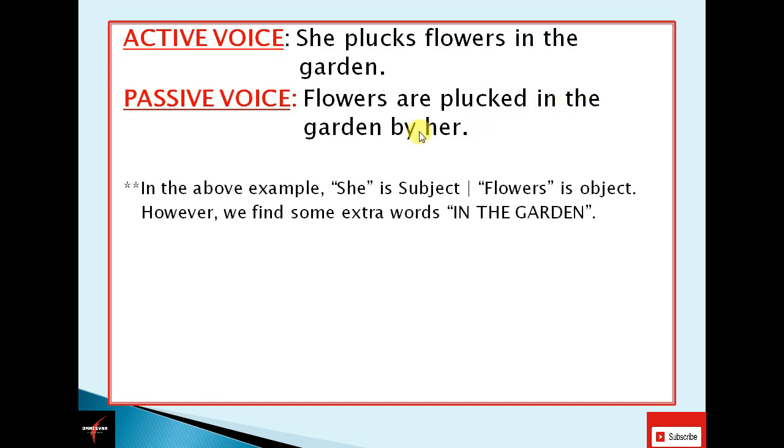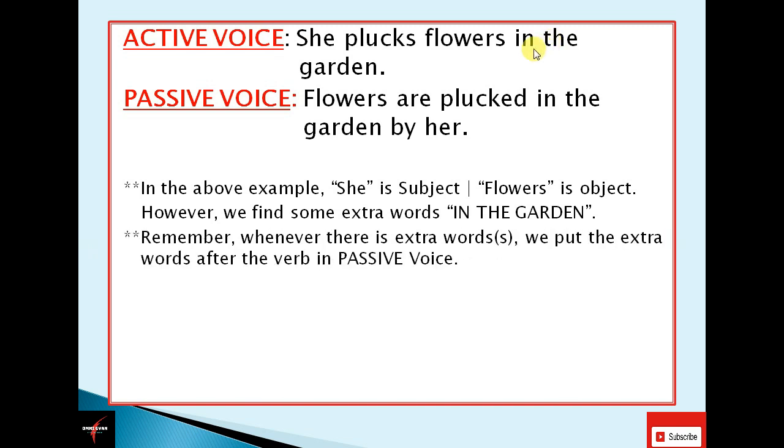Let us analyze how. In the above example, "she" is the subject, we already know. "Flowers" is the object and it is plural also. However, we find some extra words. What are the extra words? Leave out "she plucks flowers", just cover it. We have extra words: in the garden. Now what will you do with "in the garden"? Will you throw it away? No. You have to use it.